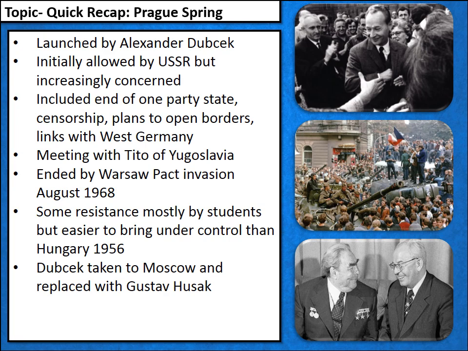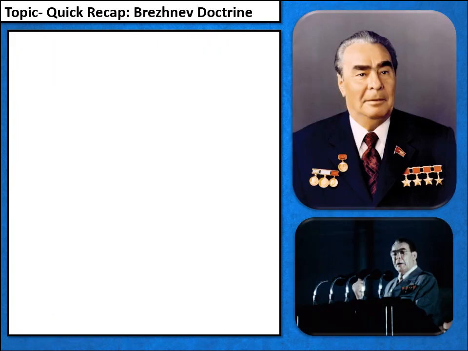As a result, Dubček was taken to Moscow, interrogated and released, but he was released on the terms that he wouldn't be back as the leader of Czechoslovakia, and he was replaced with Gustav Husak, who you can see in the bottom image. Husak was much more hardline, loyal to Moscow. The reforms of the Prague Spring were ended and reversed.